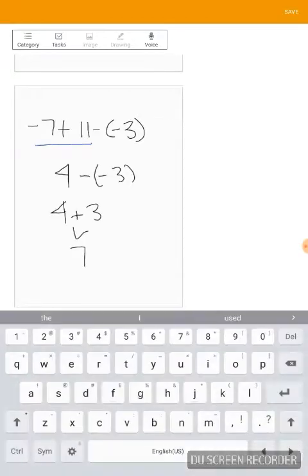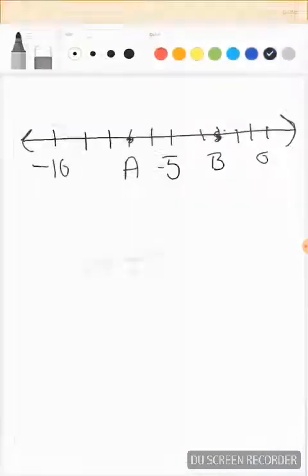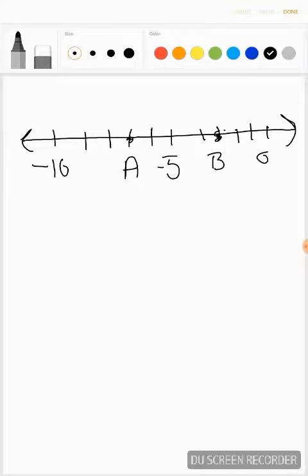All right, number 12. You're just going to look at a number line and choose which one is found at negative 3. You should have answered B. If you answered A, it's actually located at negative 7. So you should have found B as the answer for negative 3.